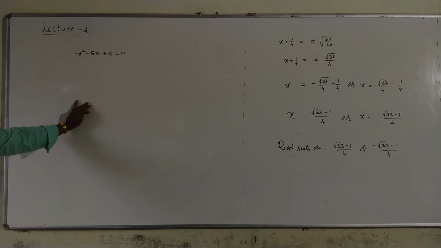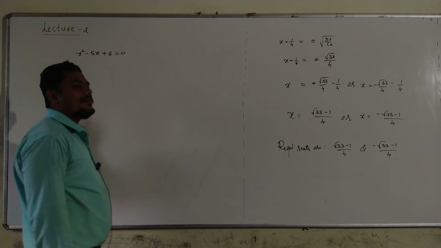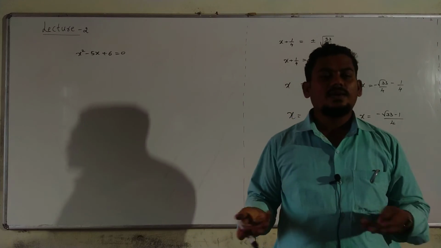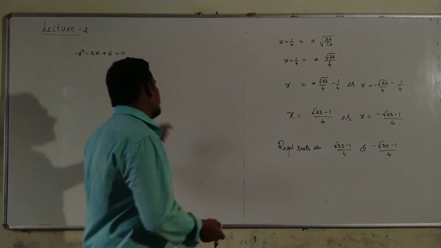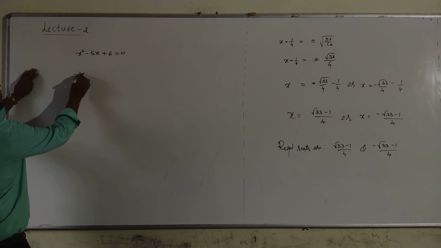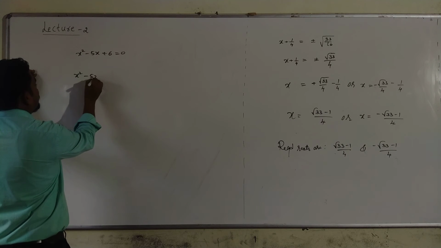In this case, coefficient of x square is already 1. If coefficient of x square is not 1, then make it 1. If it is 1, then no problem. After that, x square minus 5x.